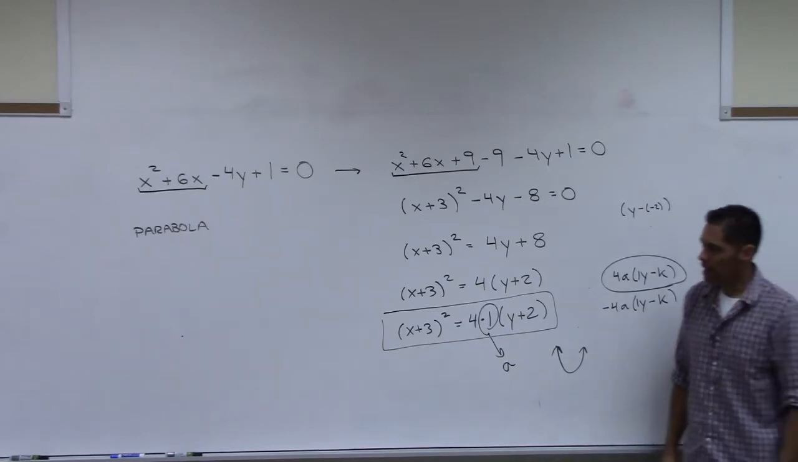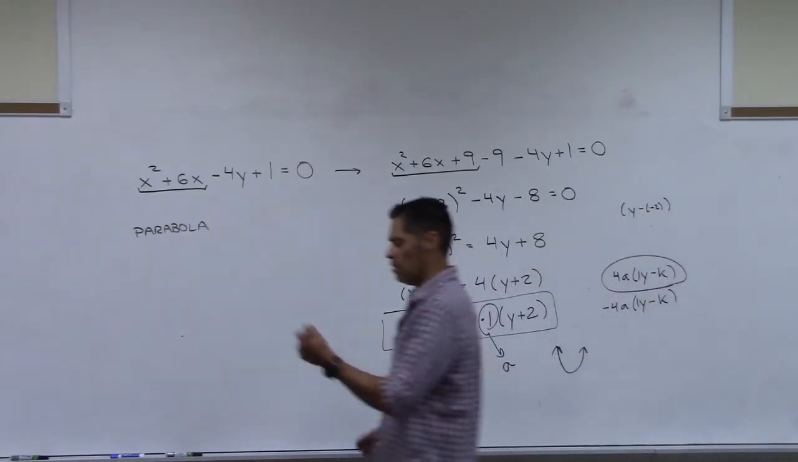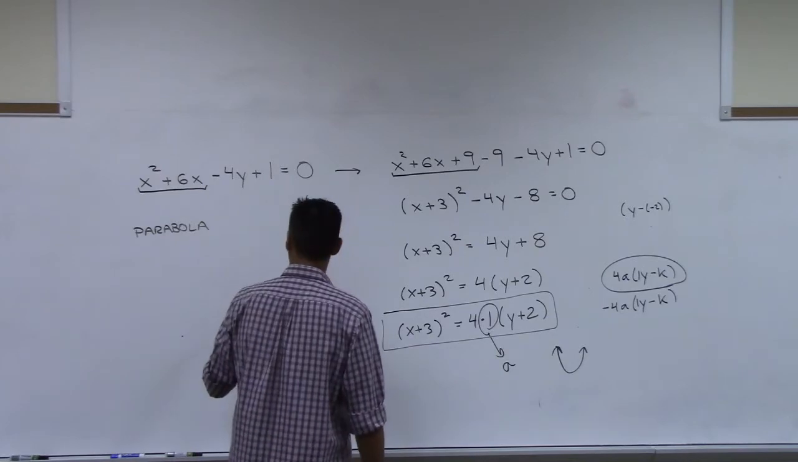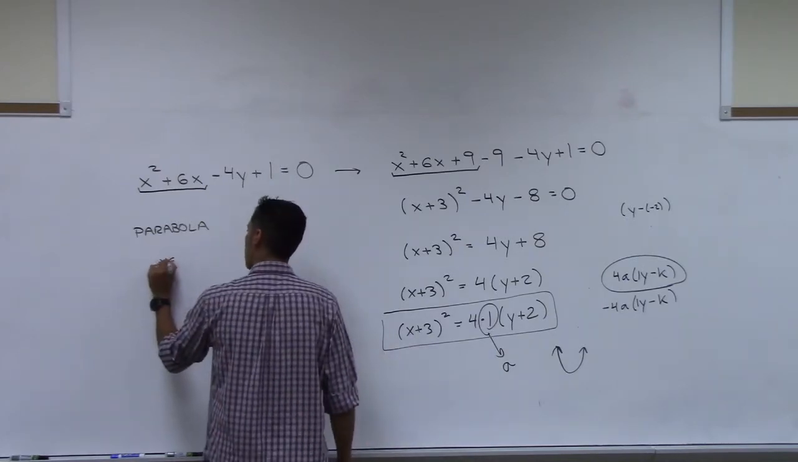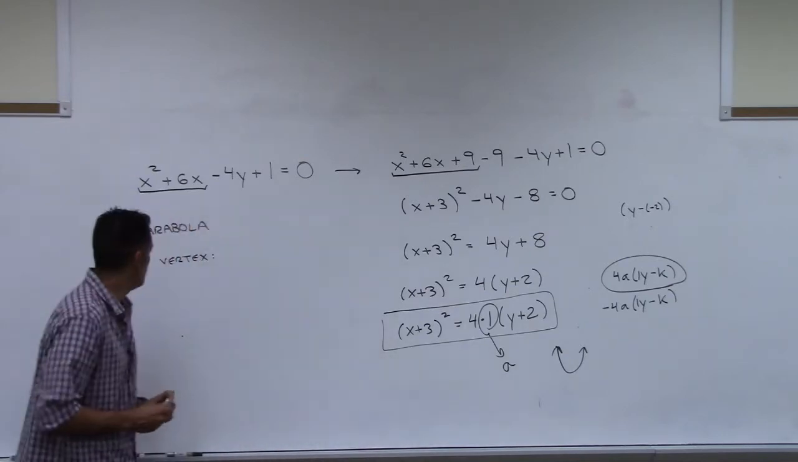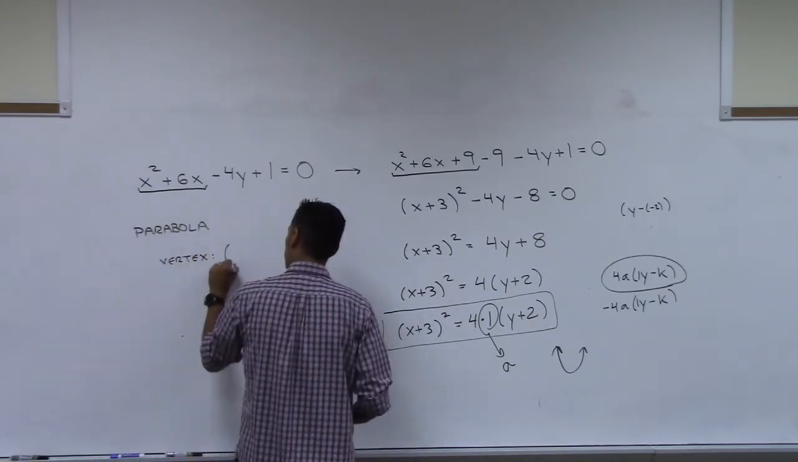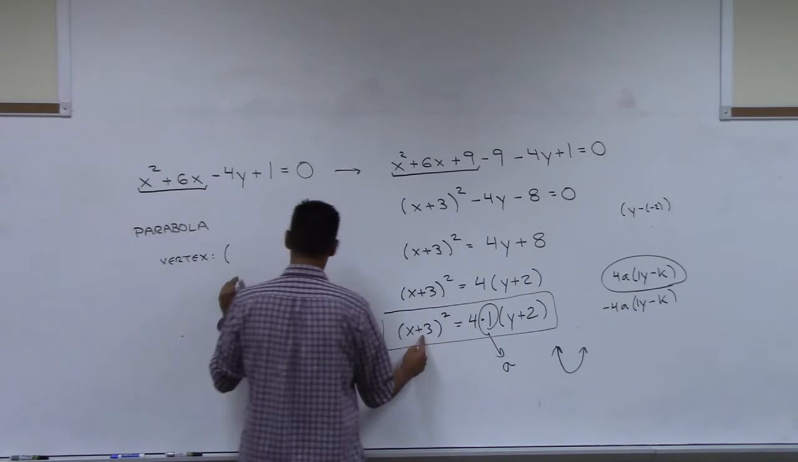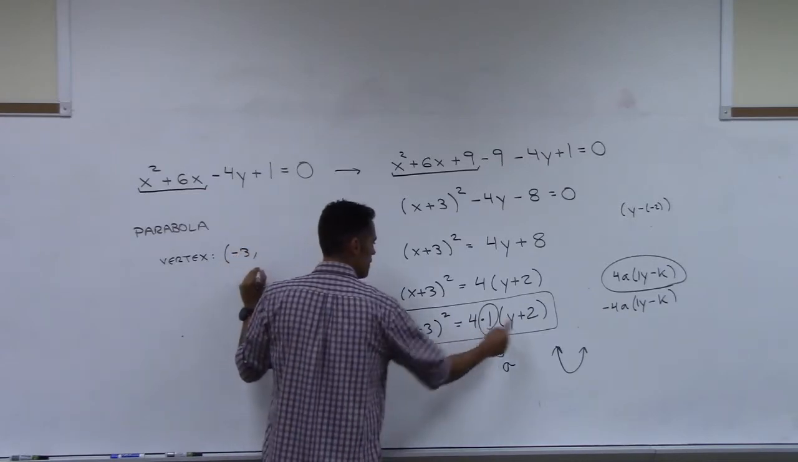Okay, I'm going to graph. Or should we identify the vertex? Let's identify everything first. Vertex. My vertex is (h, k). So what is h and k here? -3 from this, and then from this, -2.